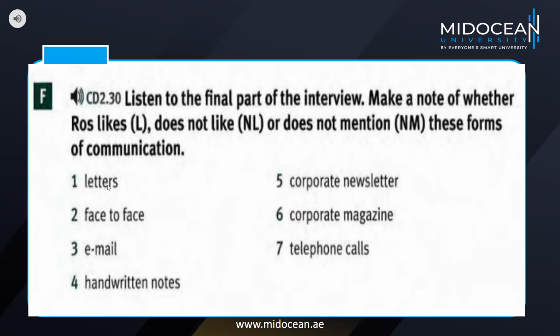Okay, هنحط يعني كل الحاجات دي عندنا 1 2 3 4 5 6 7. Okay, make a note of whether Ross likes. لو مثلا عندنا letters و face to face الخطابات face to face وجها لوجه الإيميلات handwritten notes اللي هي الملحوظات المكتوبة بخط اليد. Okay. corporate newsletter اللي هي بنقول عليها الرسائل الإخبارية. الماجازينز الفون كولز. اوكي الحاجات دي كلها ايه اللي هي روس يعني لما نسمع نشوف روس ايه اللي هي الاشياء اللي شي لايكس اللي بتحبها.